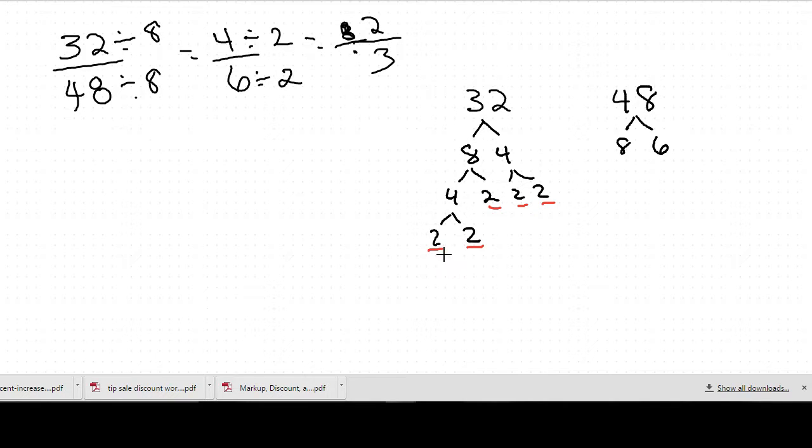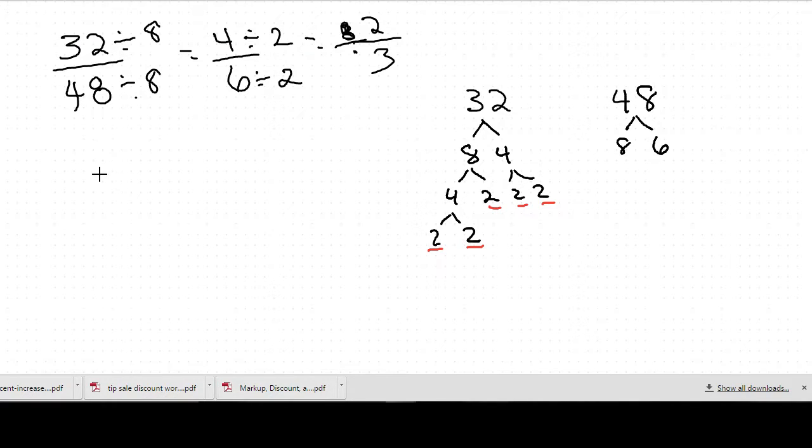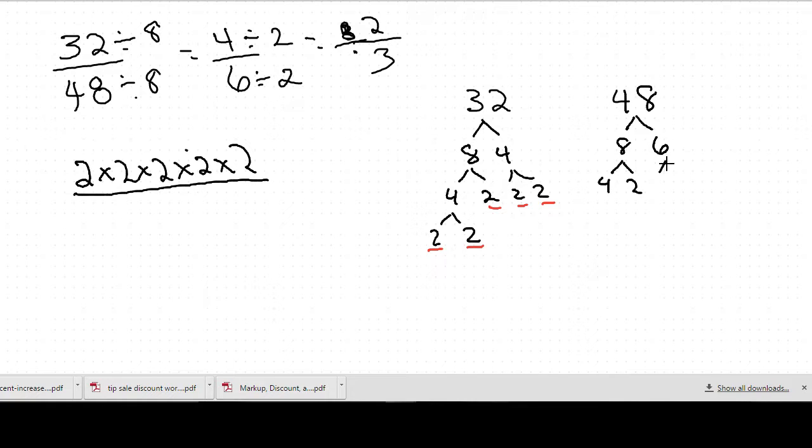Yes. Okay. So when I'm writing the top number, I'm going to write it like this: 2 times 2 times 2 times 2 times 2. Because that's how many 2's you've got, right? Yeah, because I have 5 2's here at the bottom of my trees, and then I have 5 2's there. Okay. Then I'm going to do the exact same thing with 48. So this would be 4 and 2, and this would be 3 and 2, and then this would be 2 and 2.